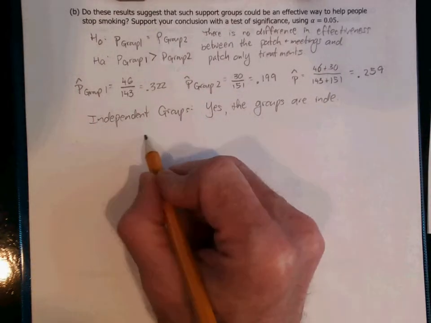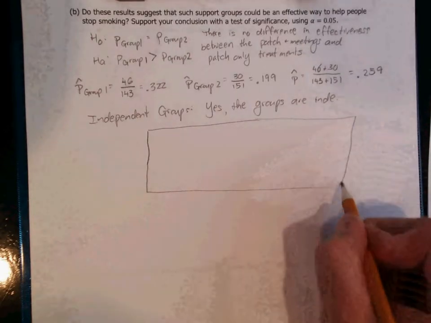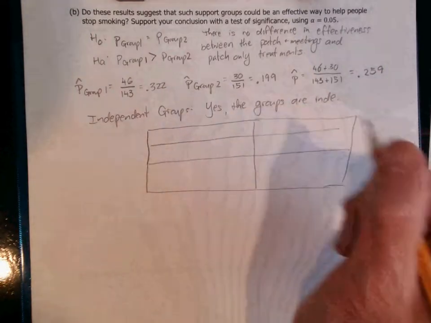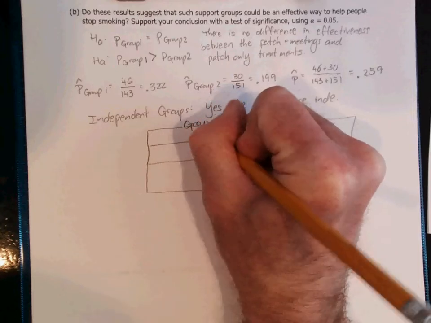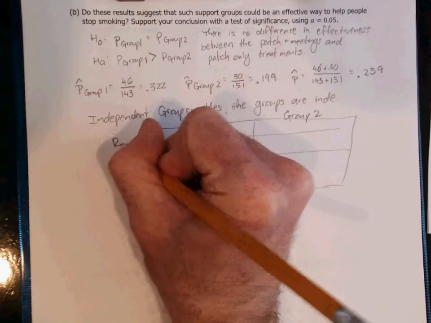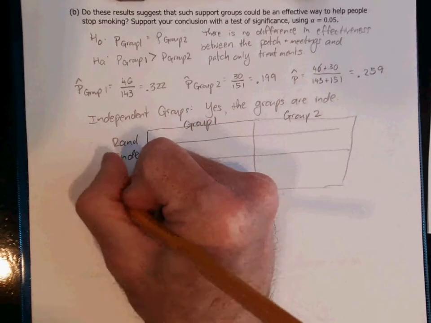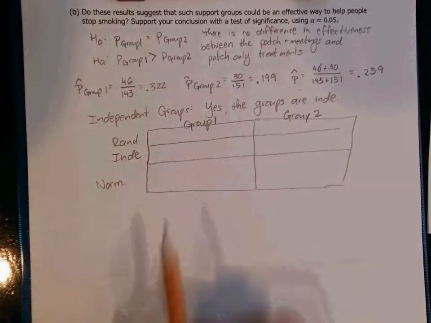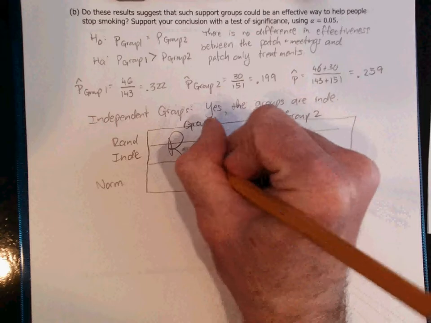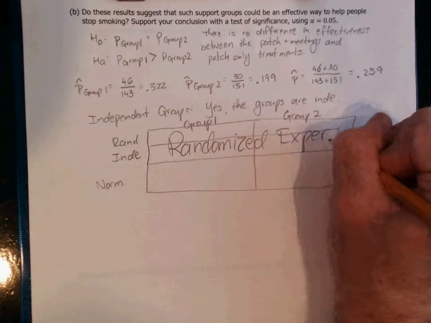For each group, I will usually make one of these tables. So for group 1, I'll check all 3 checks. For group 2, I'll do all 3 checks. So the checks are randomness, independence, and our normality check. For randomness and independence for group 1 and group 2, this is a well-designed experiment. So I'm just going to write randomized experiment over all of that. So I've done all 4 of those checks now.